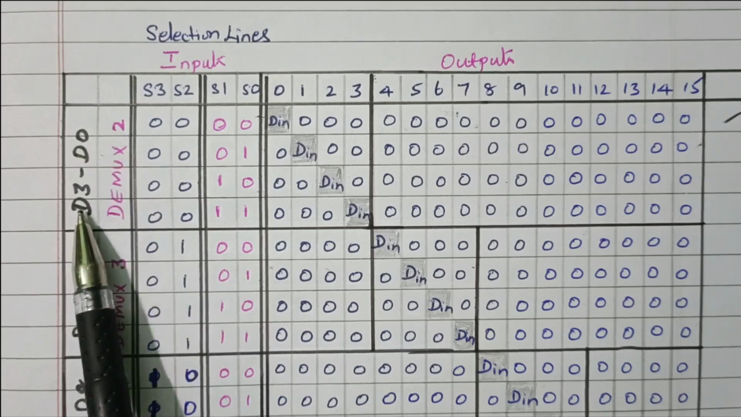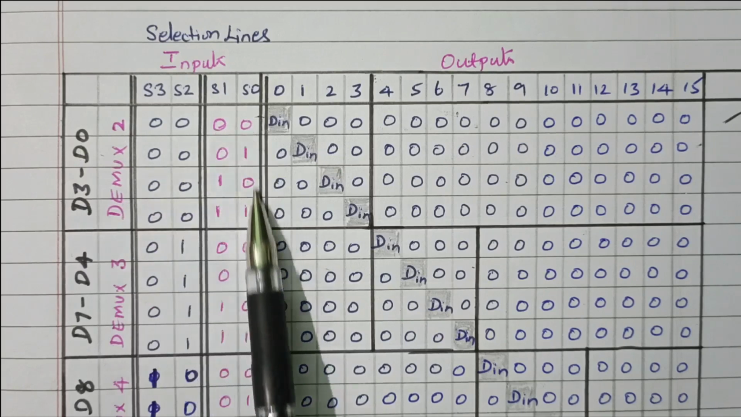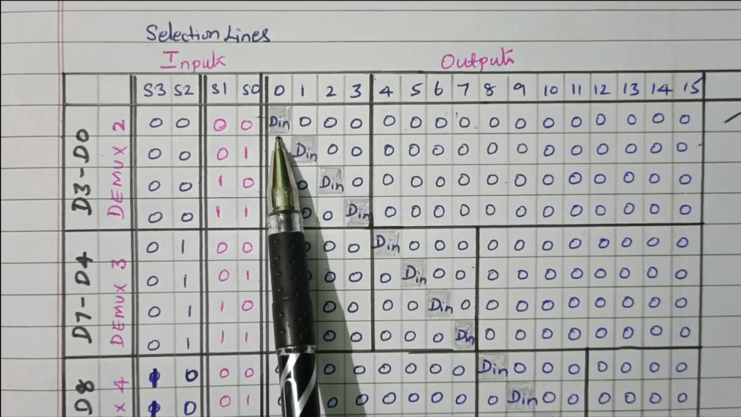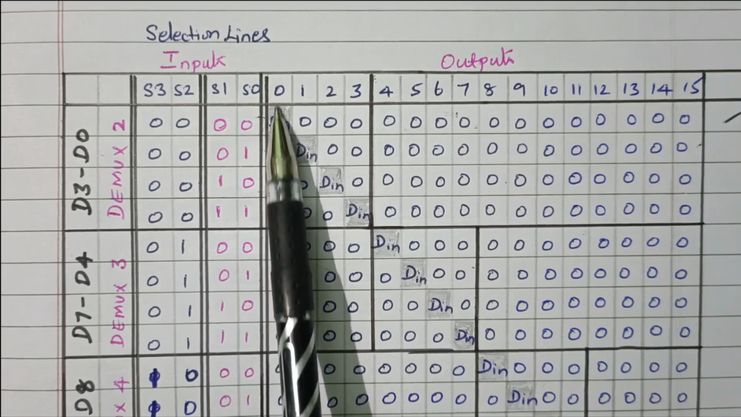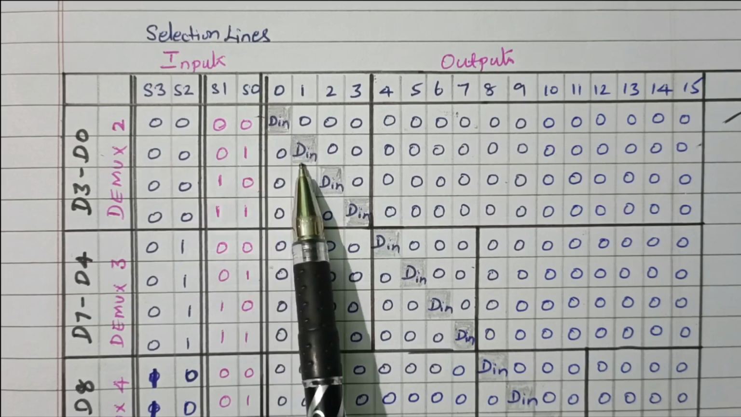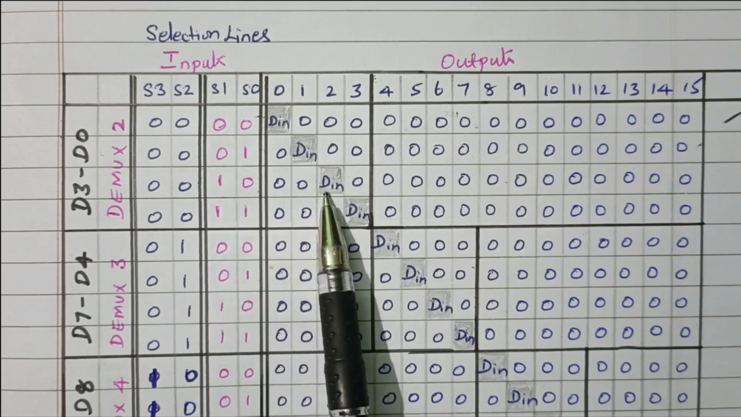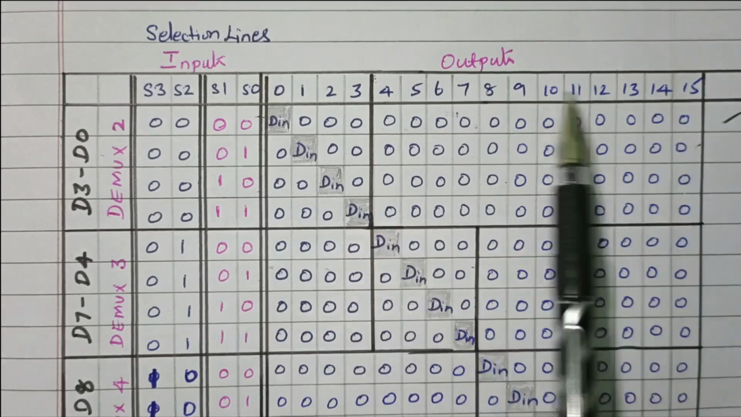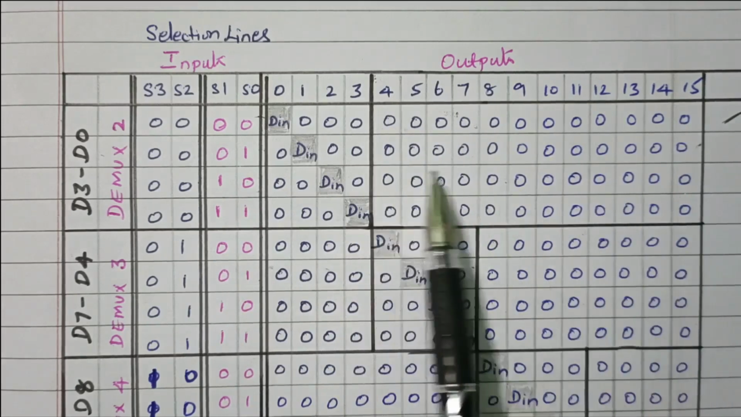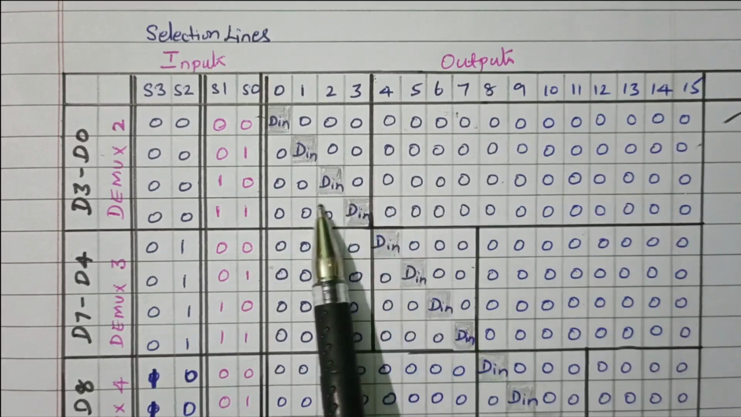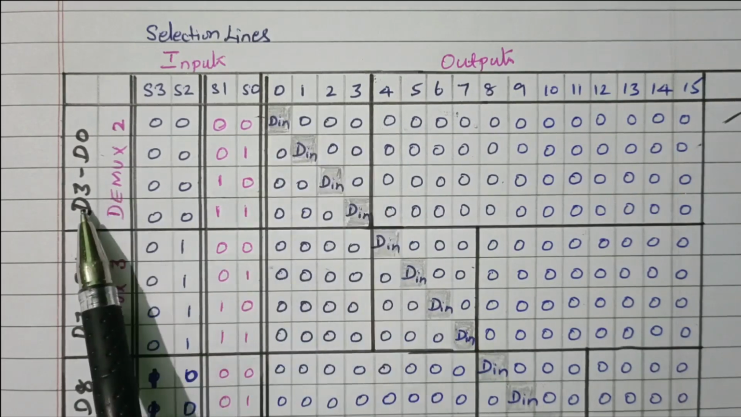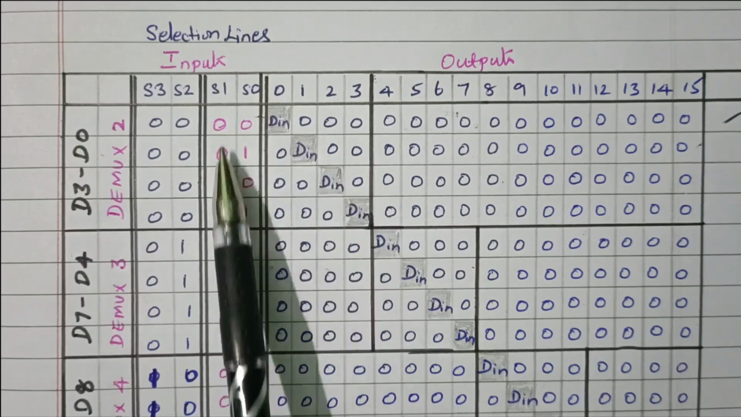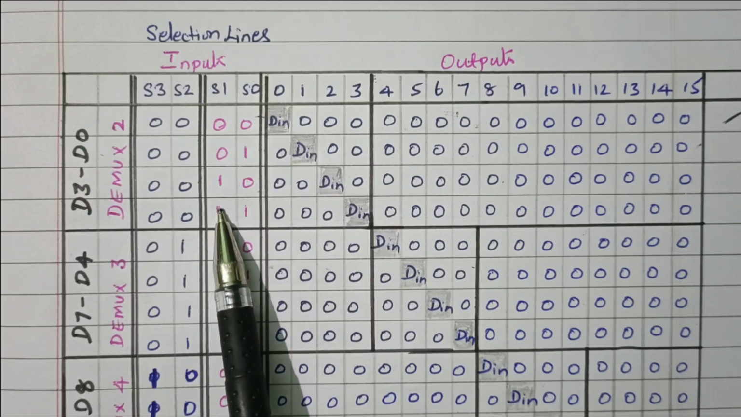In this again there are 4 combinations. If it is 0 0, the first data will be available in the first position, 0 1 means second position, 1 0 means third position, 1 1 means fourth position. All remaining data are zeros. These dmux are not enabled. Only this dmux 2 is enabled. We are getting the data from D0 to D3 based on the selection lines S1 and S0, right?